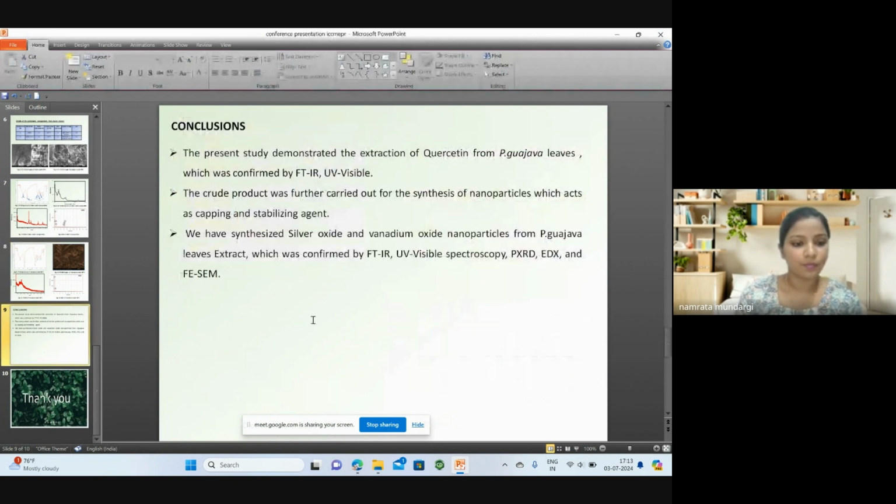The present study demonstrated the extraction of quercetin from Psidium guajava leaves, which was confirmed by the FTIR and UV visible spectroscopy. The crude product was further carried out for the synthesis of the nanoparticles, which acts as a capping and stabilizing agent. We have synthesized the silver oxide and the vanadium oxide nanoparticles from Psidium guajava leaf extract, which was confirmed by the FTIR, UV spectroscopy, powder XRD, EDX, and FE-SEM.